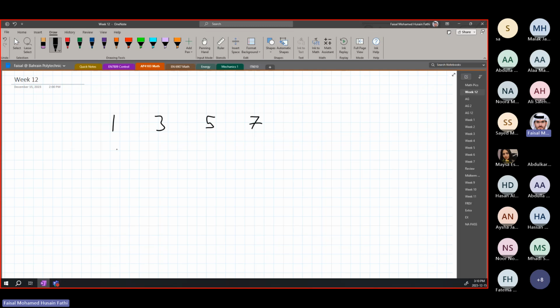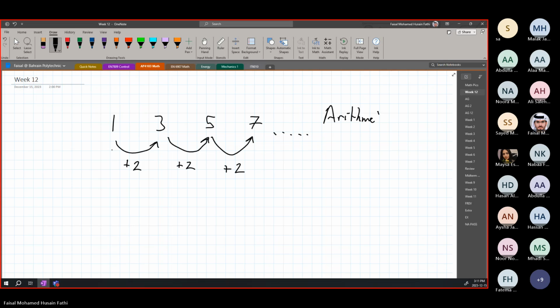So in this case, we have 1, 3, 5, 7. What does this mean? 1, 3, 5, 7, they are following a specific sequence. In this case, the sequence is when to go from 1 to 3, you're adding 2. And then going from 3 to 5, you're adding 2 again. And then when you're going from 5 to 7, you're adding 2. And so on and so on. This is what they call an arithmetic sequence.